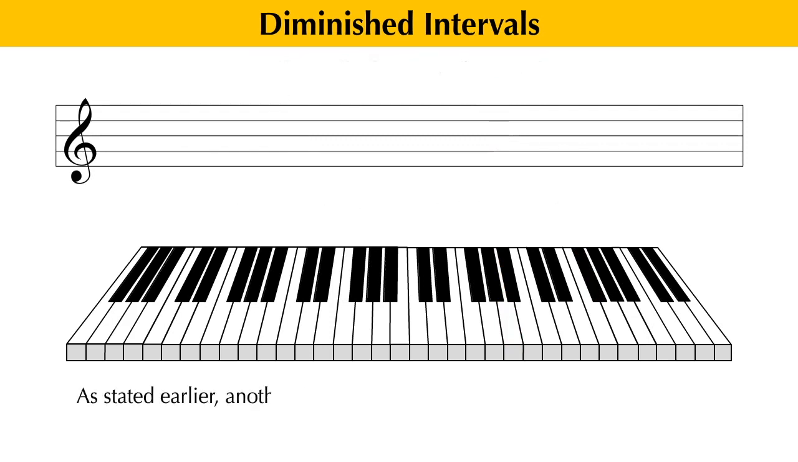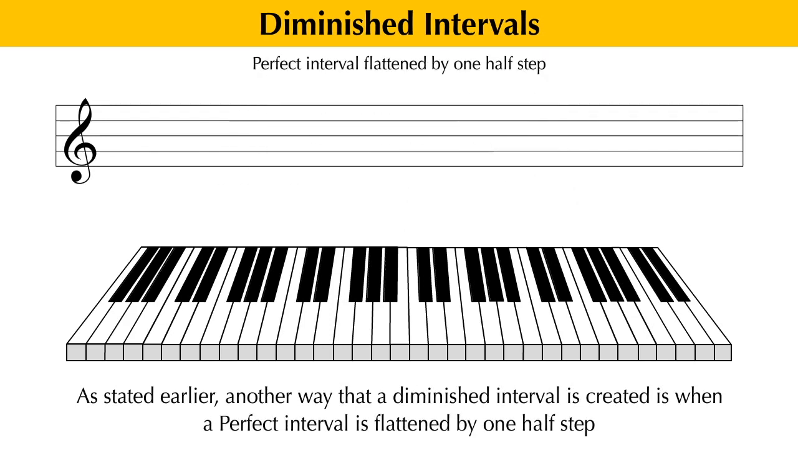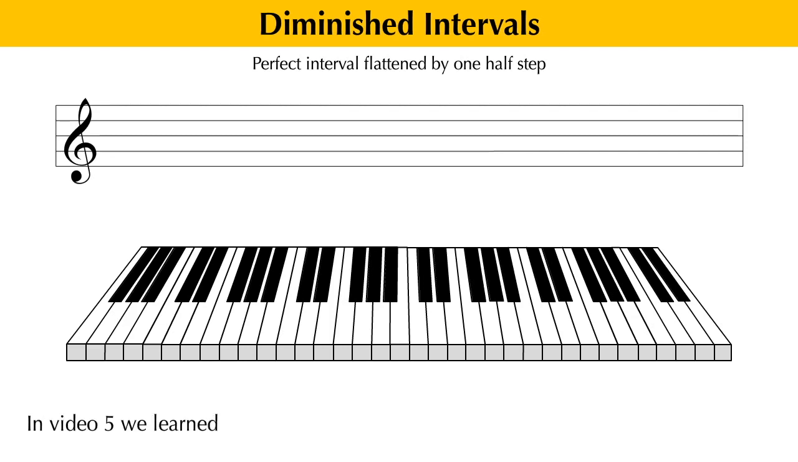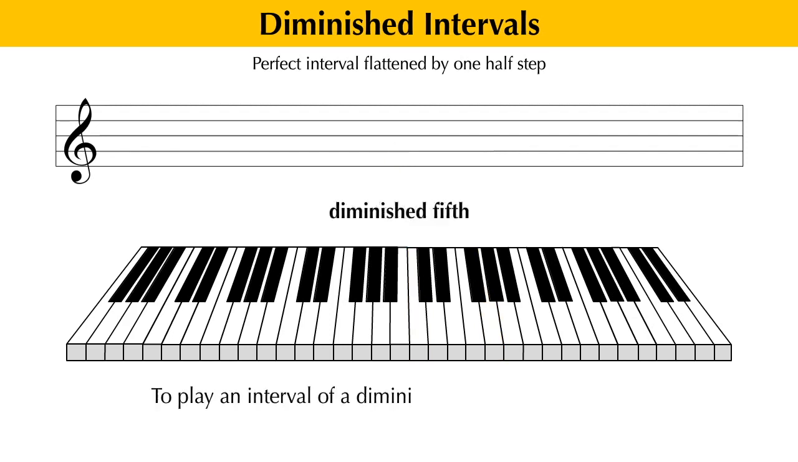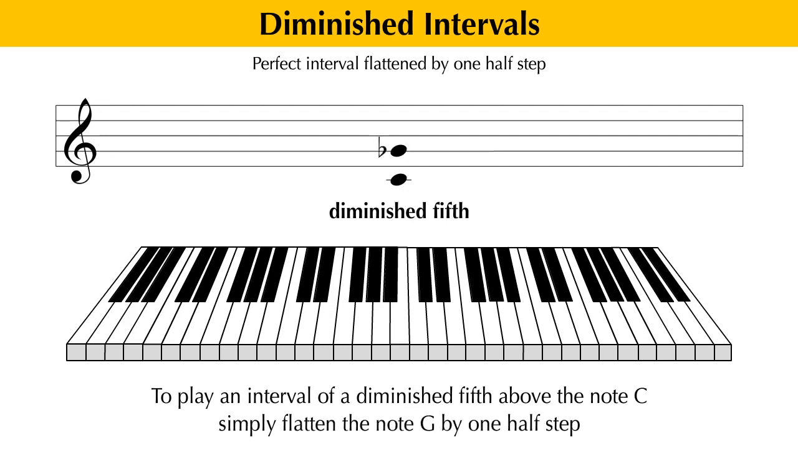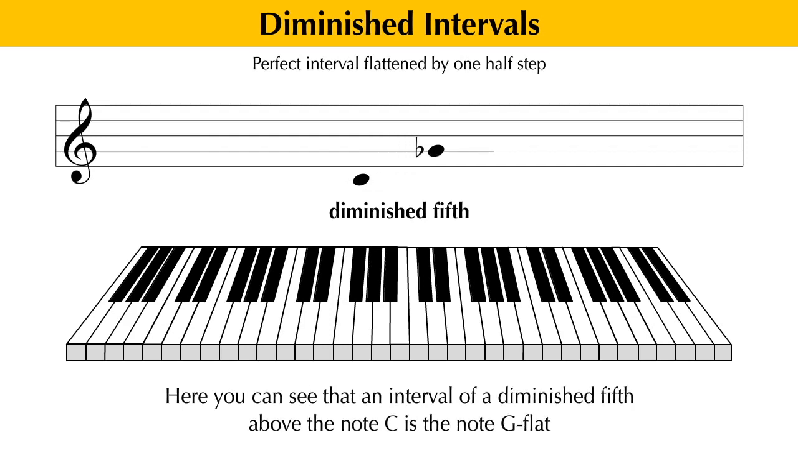As stated earlier, another way that a diminished interval is created is when a perfect interval is flattened by one half step. For example, in video 5, we learned that an interval of a perfect fifth above the note C is the note G. To play an interval of a diminished fifth above the note C, simply flatten the note G by one half step. Here you can see that an interval of a diminished fifth above the note C is the note G flat.